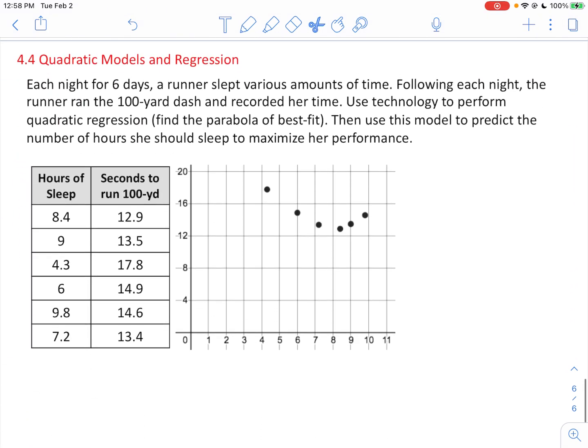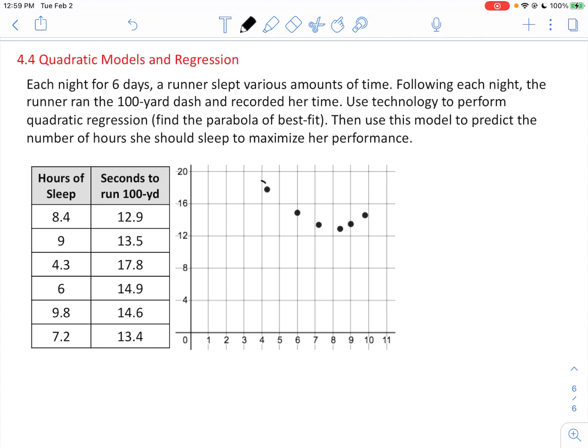And we have one more slide here. We're going to do quadratic regression. Each night for 6 days, a runner slept various amounts of time. Following each night, the runner ran the 100-yard dash and recorded her time. Use technology to perform quadratic regression.